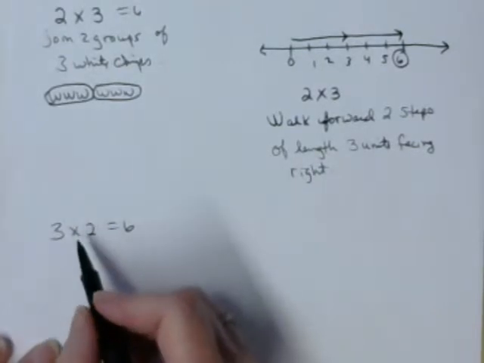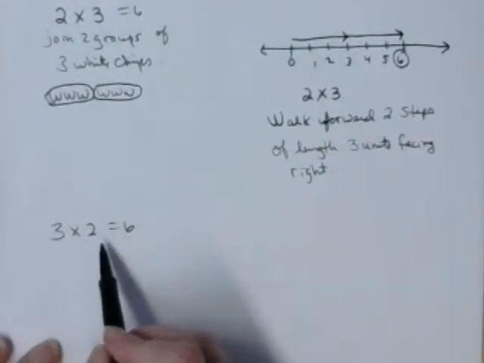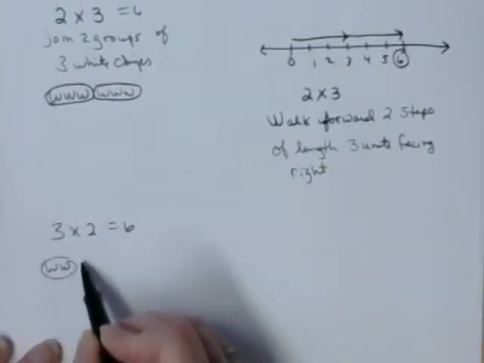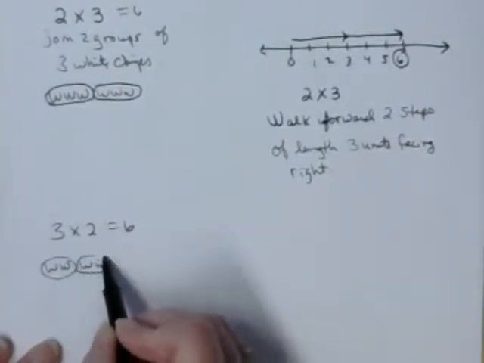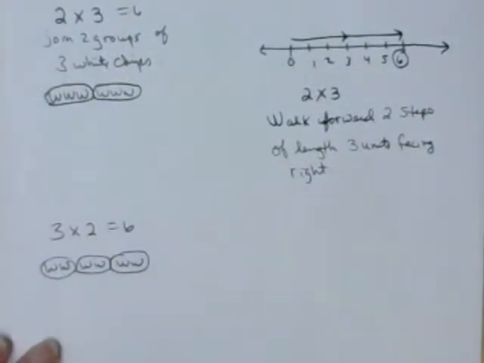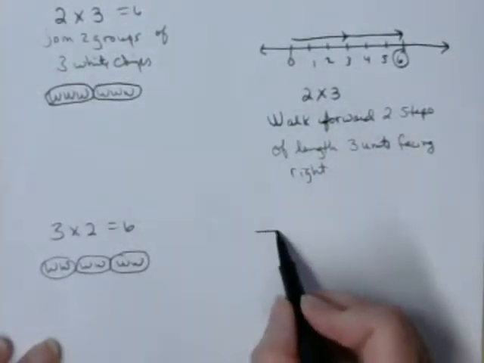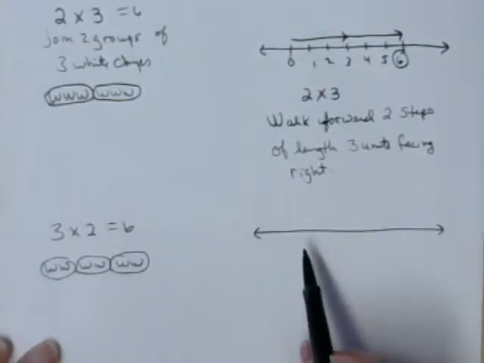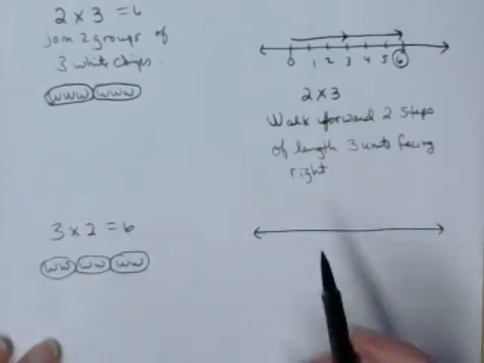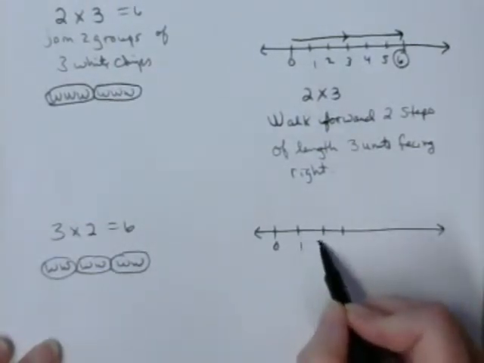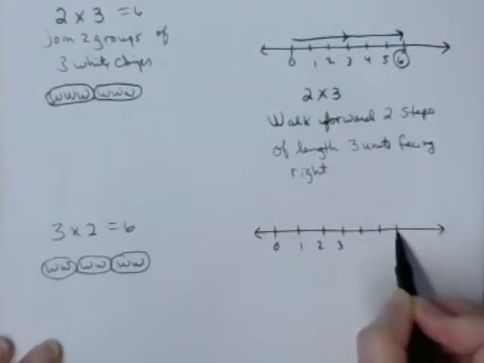So this would tell us to join 3 groups of 2 white chips. So now our model might look like this. Here's a group of 2, here's a group of 2, here's a group of 2. So we have 6 altogether, and we get a positive 6. If we do that on our number line, now we're saying to walk forward 3 steps of length 2 facing right. So again, we end up at the same place, but get there slightly differently.